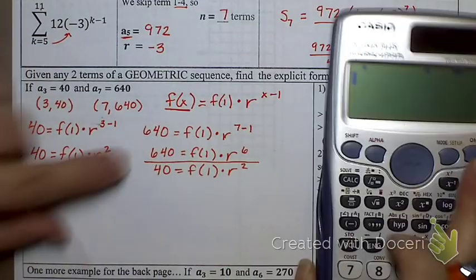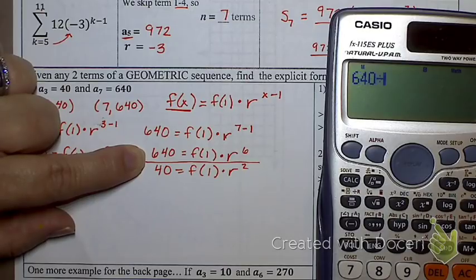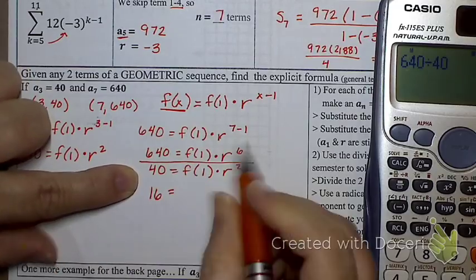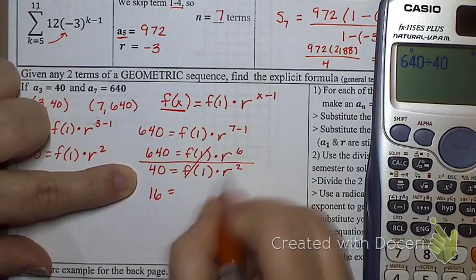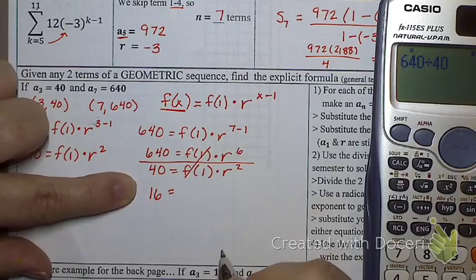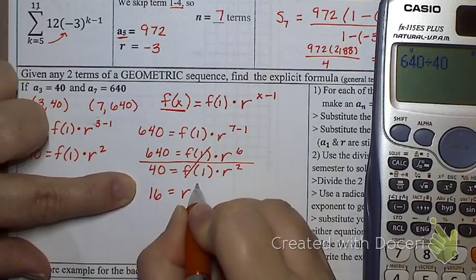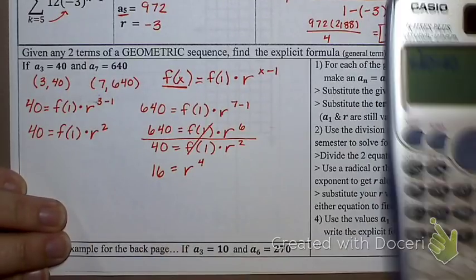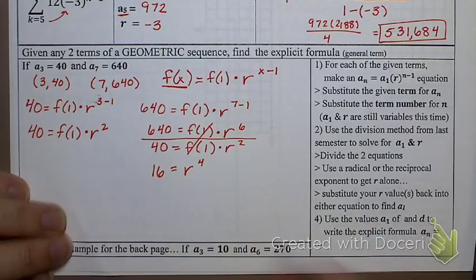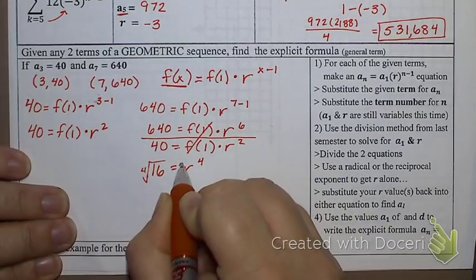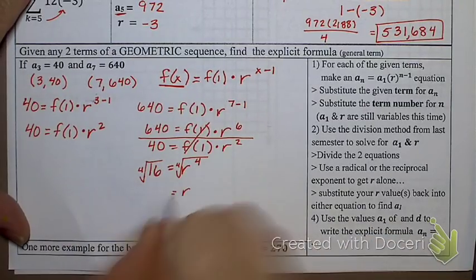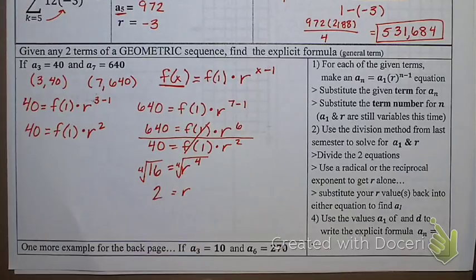So what do I start dividing? 640 divided by 40 is 16. What happens to f of 1 over f of 1? Cancels. And what do I have if I have r to the 6th over r to the 2nd? R to the 4th. So how do I find out what r to the 4th is? Take the 4th root, correct? Or you could raise it to the 1/4 power. Either way. What do I get r equaling? 2. Because 2 to the 4th is what gives me 16.